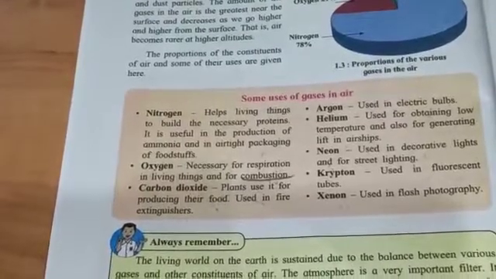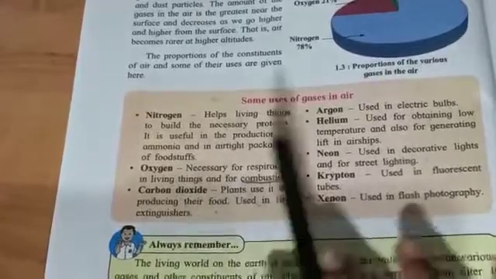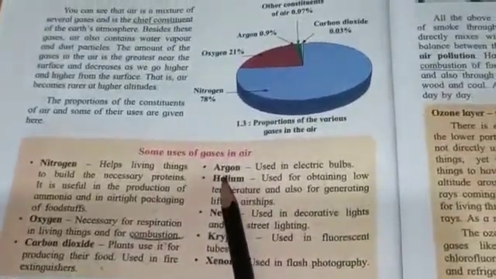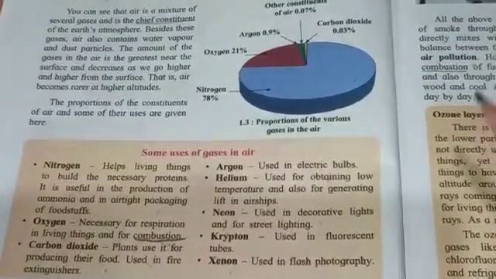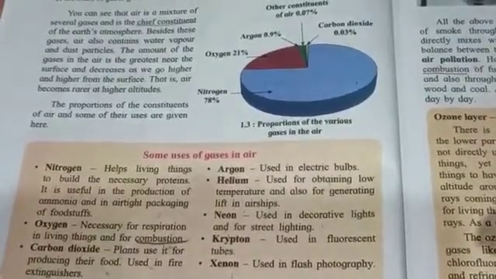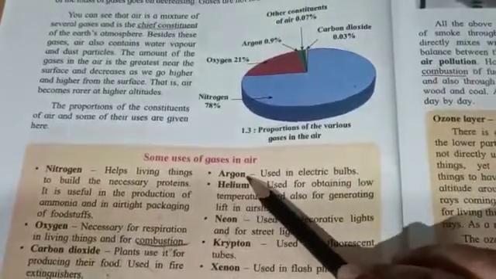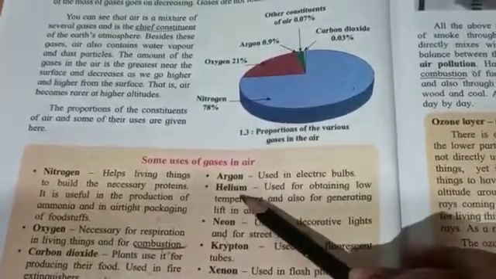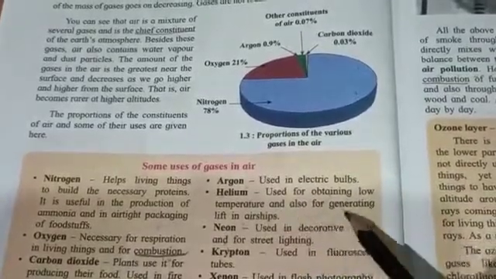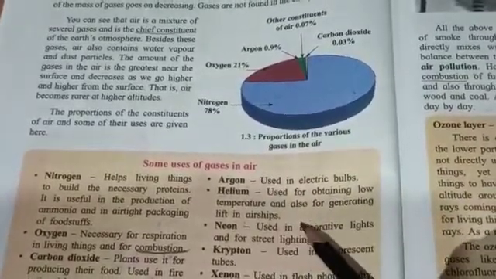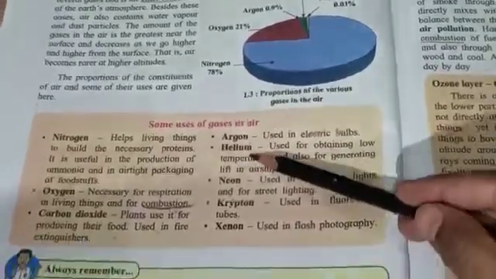Okay, in the red color cylinders, the fire extinguisher, carbon dioxide is used. Then comes argon. Argon is used in electric bulbs, the bulbs we use at home for lights. Then comes helium, used for obtaining low temperature and also for generating lift in airships. Airships are aeroplanes. In aeroplanes, helium gas is used.